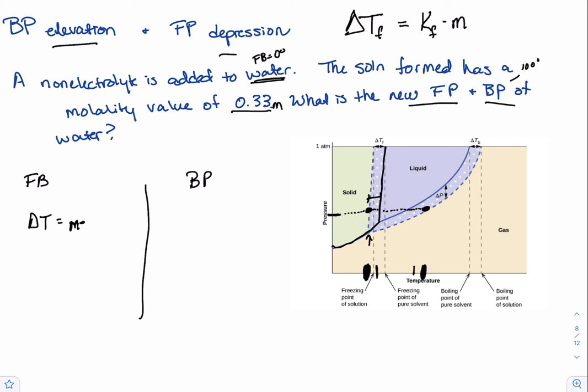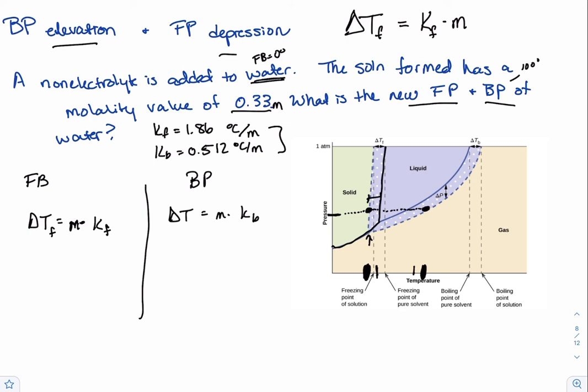Okay, so that's equal to that times my KF or my KB. This is my KF. And then delta T equals M times KB. So you'd have to be given these values. So the KF value is 1.86 degrees Celsius per molality, and the KB value, this is for water. If we were talking about something else, it would be different values. But the KB value is 0.512 degrees Celsius per molality.